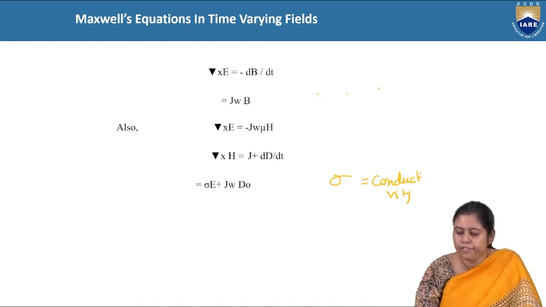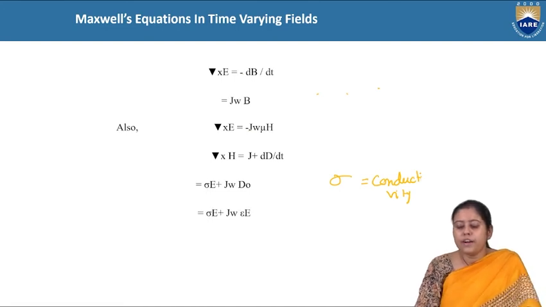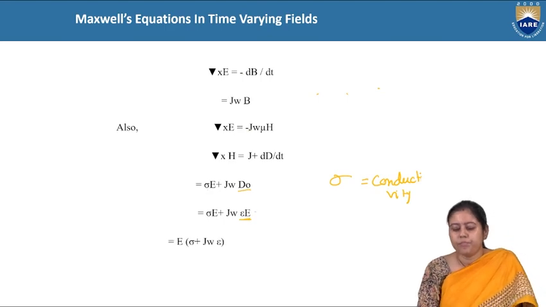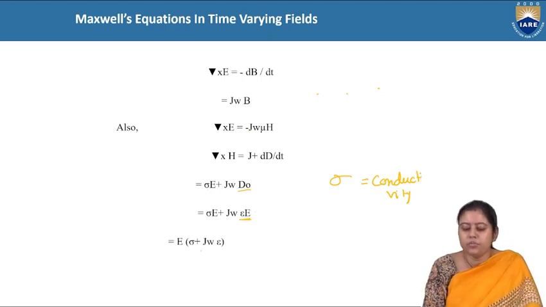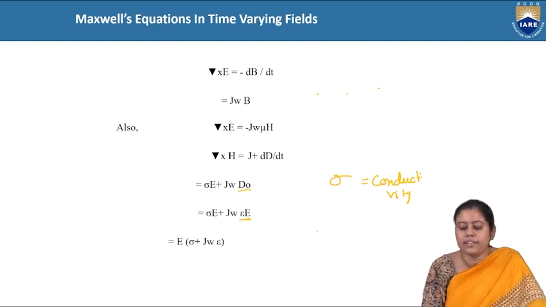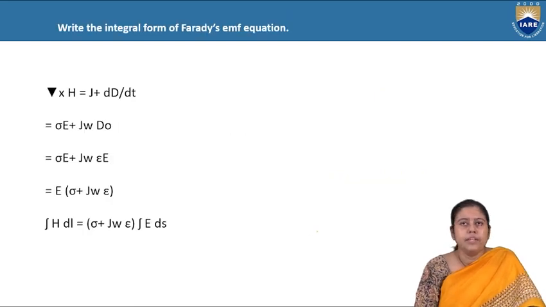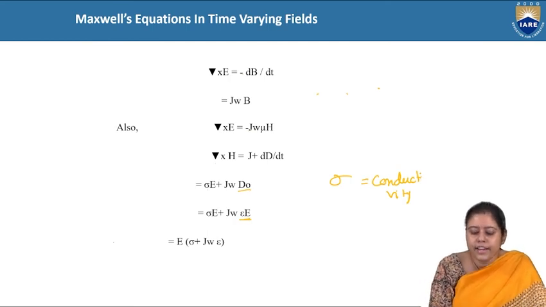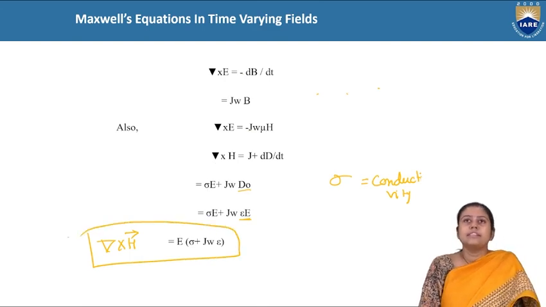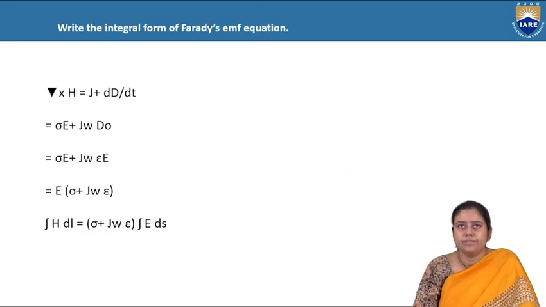Or we can write from the previous slide, J omega D naught is equal to epsilon E. So if we take E constant, we will get grad cross H is equal to E sigma plus J omega epsilon, where epsilon is the permittivity of the medium. So we got the relation grad cross H is equal to E sigma plus J omega epsilon. This is the Maxwell's equation in the time varying field.